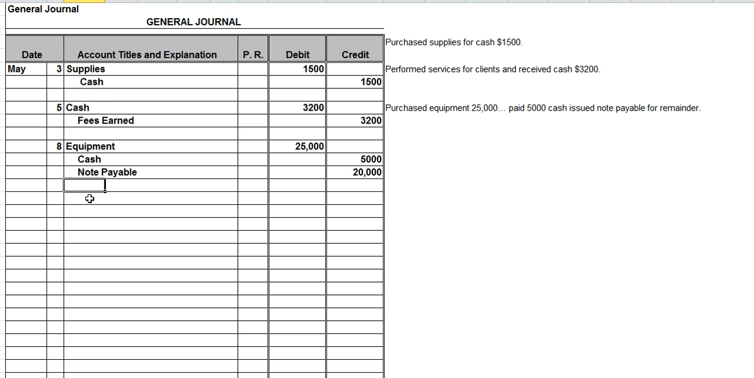Let me know if you have any problems. Make sure you are recording in the proper format. Debits always come first. Credits always come second. Make sure you're putting your debit numbers here and your credit numbers in the credit column. Hope this is helpful. Let me know if you have any questions.